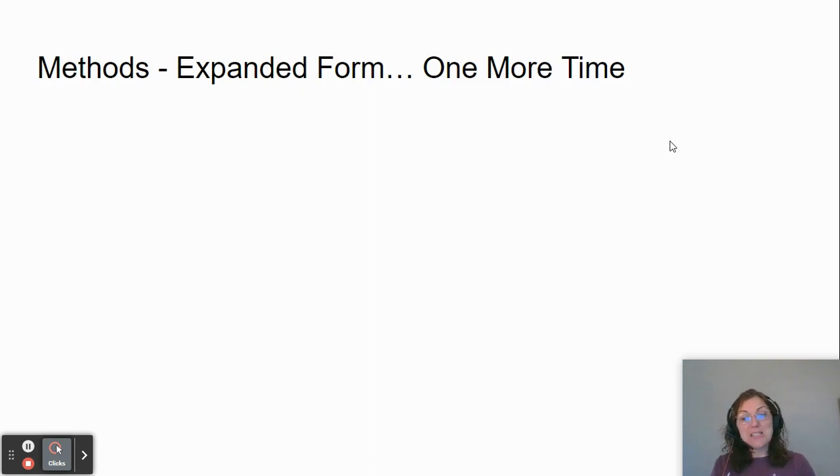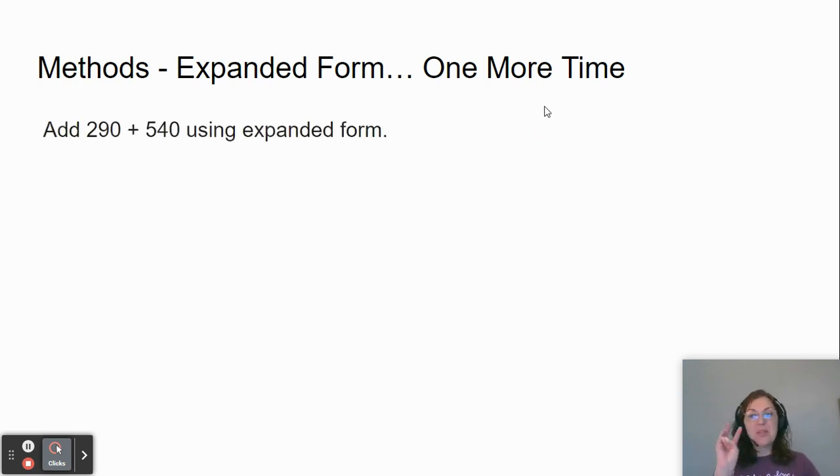All right, so let's look at one more problem with this expanded form. And this time we're going to be working with a 3-digit problem because I think it's worth the effort to talk through that. So let's look at adding 290 plus 540. And again, remember, we are looking to make 10, okay? In this case, 100. But we'll look at it too.